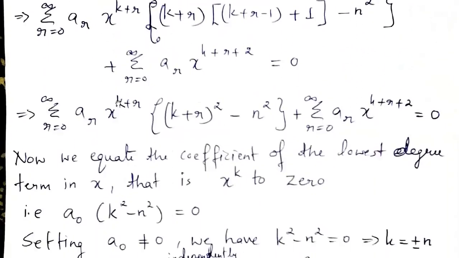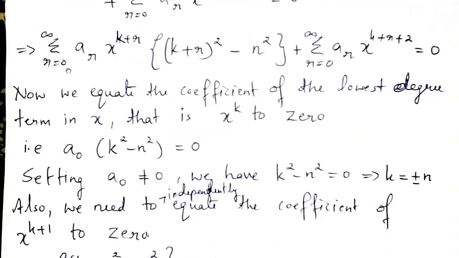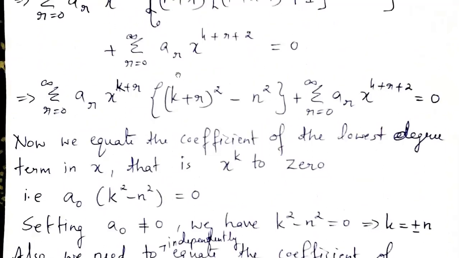So after all the simplification, your equation will take this form, that is summation r from 0 to infinity ar into x power k plus r into k plus r whole square minus n square, and this term is continued as it is, summation r from 0 to infinity ar into x power k plus r plus 2 equal to 0. So in case of Frobenius method, once you reach this step, the next thing which we do is we try to equate the coefficient of the lowest degree term in x to 0.